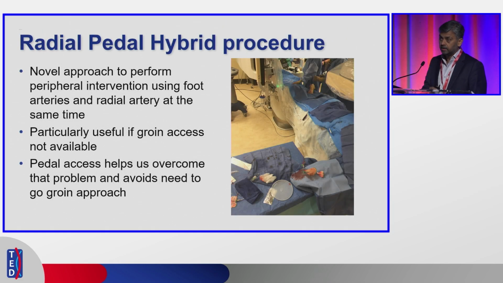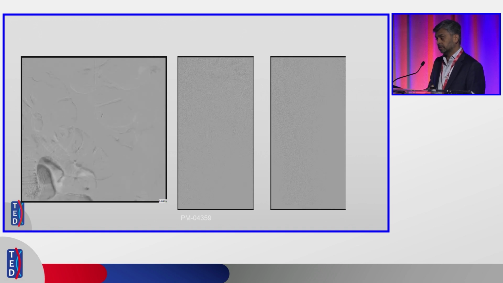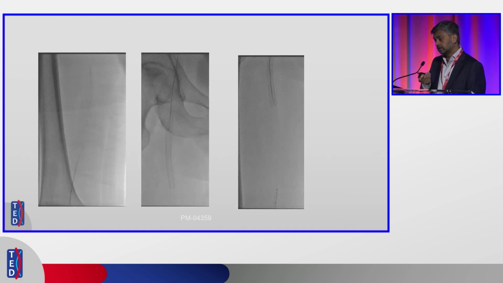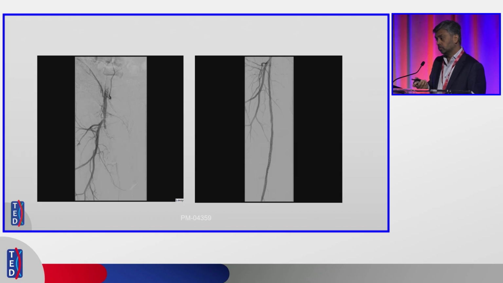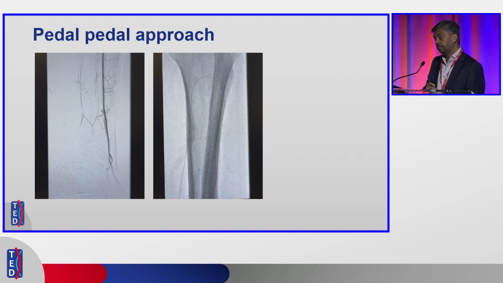Quickly, we can do radial pedal hybrid approaches if the groin is hostile, if it's difficult because of calcifications. We can cross SFA CTOs just from this. So just to make it short, this is an SFA CTO. We go in from below, and at the same time, you cross from above. You meet the catheters, you cross the wire, and you're able to easily open these vessels without even touching the groin. People who feel like we can do pedal approaches.